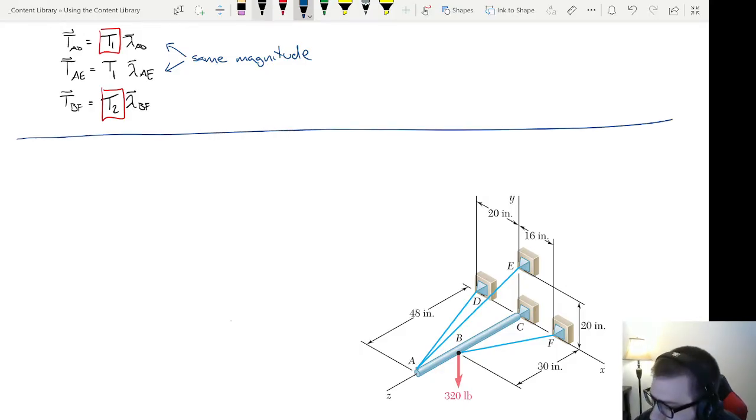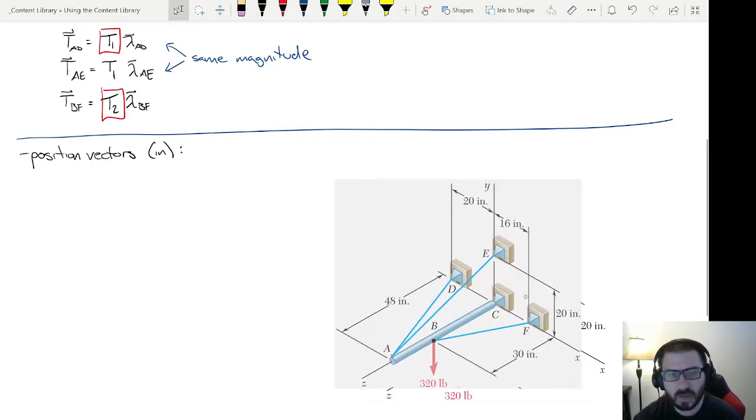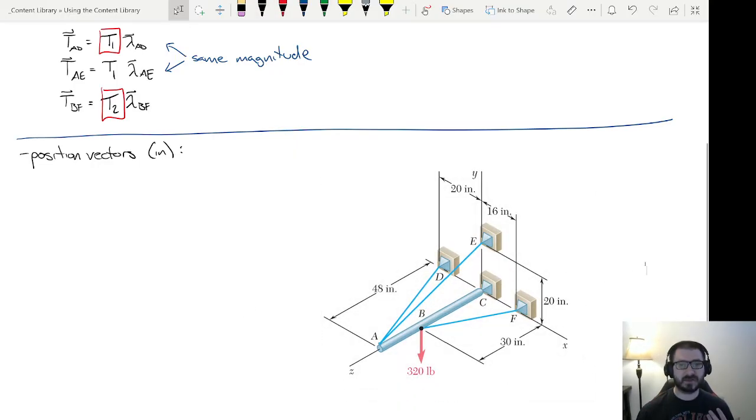So let's start off now by writing some position vectors. These are going to be in inches, okay? So let's figure out what position vectors I'm going to need. Well, the amount of position vectors I'm going to need is going to be a function of where I'm summing moments from. And the principle in 3D equilibrium holds true in 2D equilibrium. You typically want to sum moments where a lot of unknowns are intersecting.